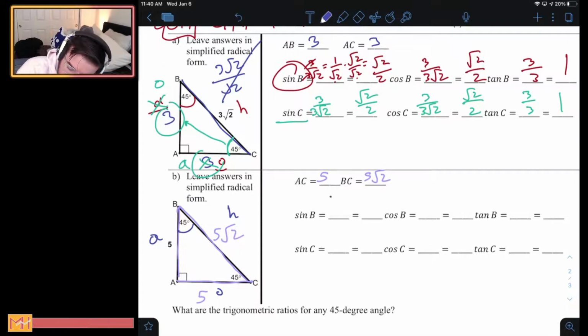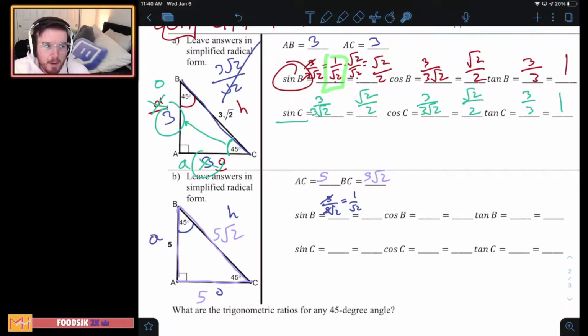When we do opposite, that's 5. And when we do adjacent, hypotenuse, that's 5 root 2. The 5's cancel, and look at that. We end up with 1 over root 2 again. The same thing is happening. It's just that 5's are canceling instead of 3's. And we end up with root 2 over 2. And adjacent is the same number, so guess what? The same thing is going to happen. We end up with root 2 over 2.